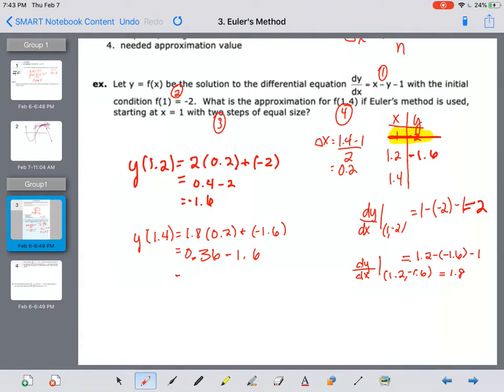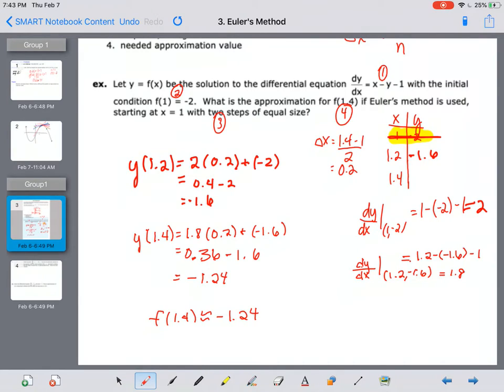When we calculate that, we get negative 1.24. Looks like it. Okay. And what that means is what we're trying to approximate truly is f of 1.4, and that is approximately negative 1.24. And that's kind of what Euler's method is. It's just really a repeated tangent line approximation where we're using a new point to find another new point. Okay, so that's kind of what it is.